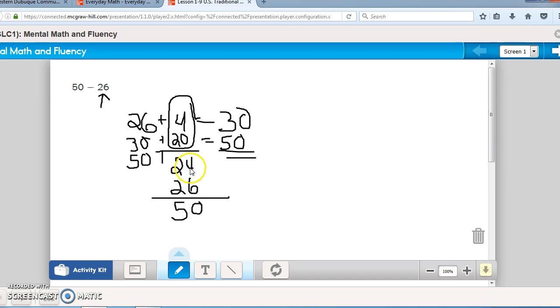I always double check my answers. So I took my answer 24, added it to the 26, which was the original number, and I came up with a 50. So that way I know that I did it right.